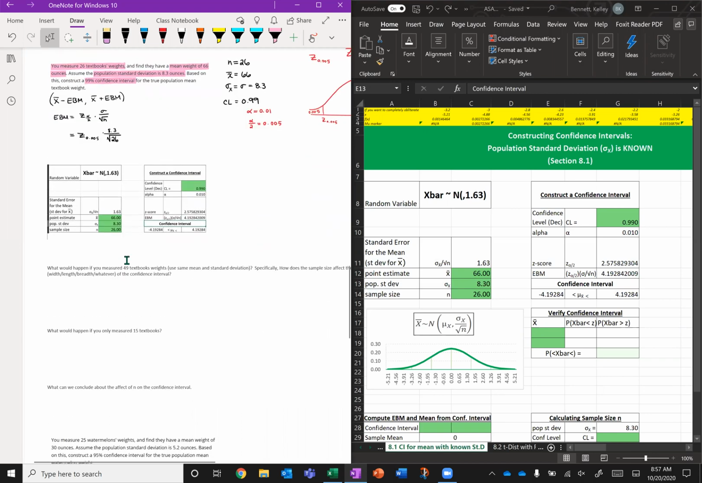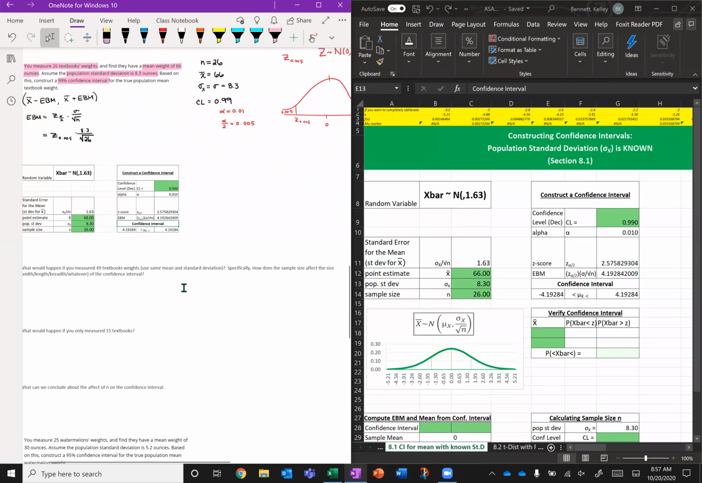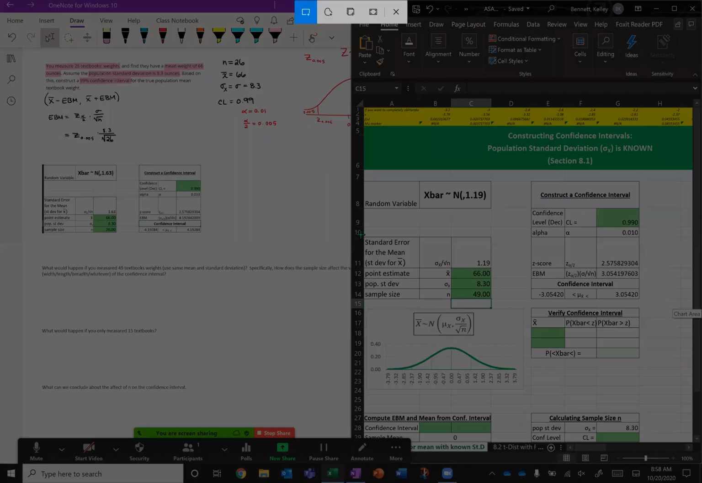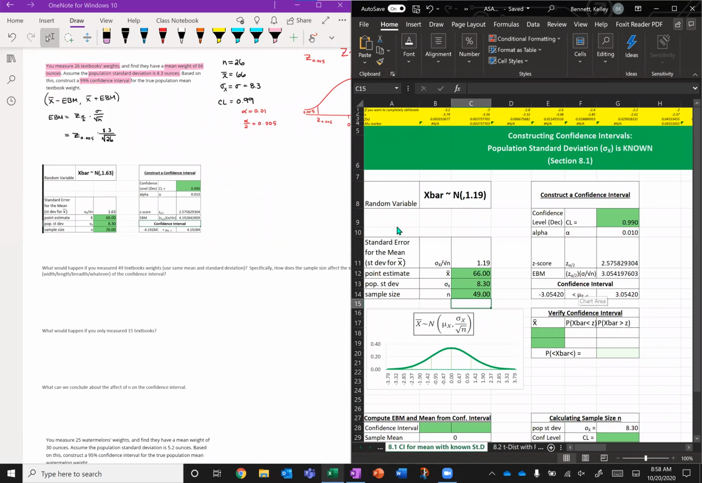So the next question is asking, what would happen if you measured 49 textbooks and we still have the same mean and standard deviation? So really what we're asking is, how does sample size affect the size, width, length, whatever, of the confidence interval? So to answer that question, I'm just going to go ahead and say, okay, well, what if our sample size was 49? Right, so it changes a little bit. I'm just going to go ahead and grab the info.